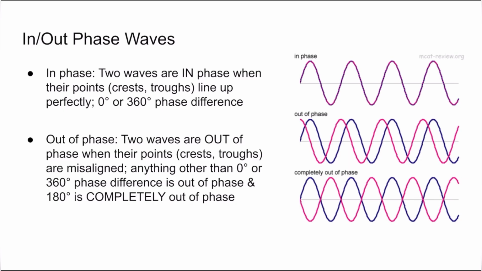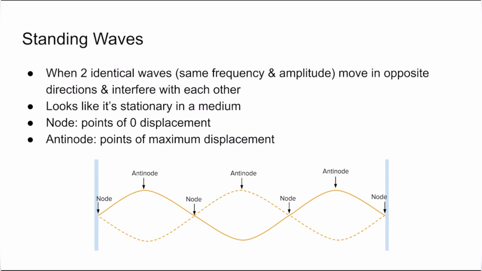So if there's a phase difference of anything but 0 or 360 degrees, it's out of phase. When there is a 180-degree difference, it is completely out of phase. Now, standing waves occur when two identical waves move in opposite directions and interfere with each other. It almost looks like the wave is stationary when this happens.